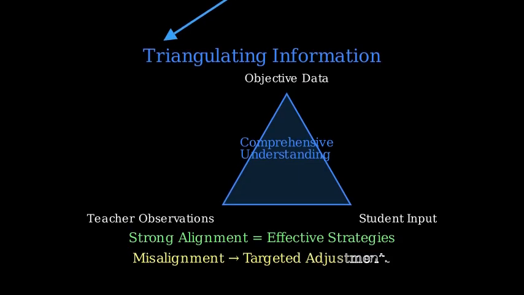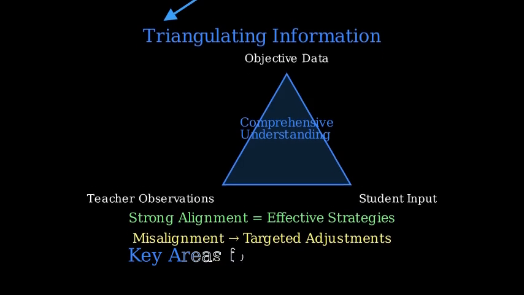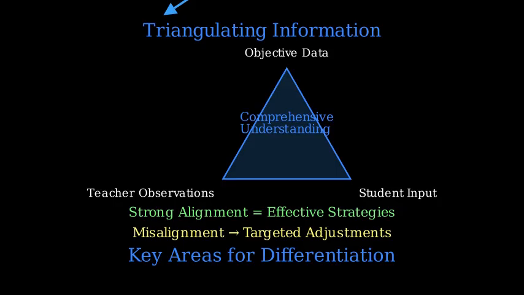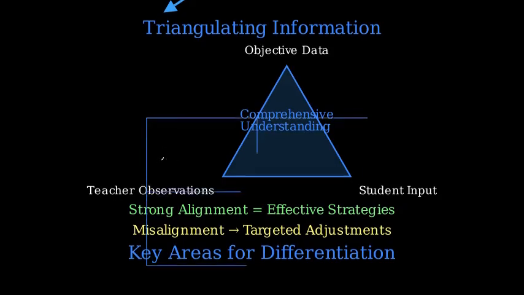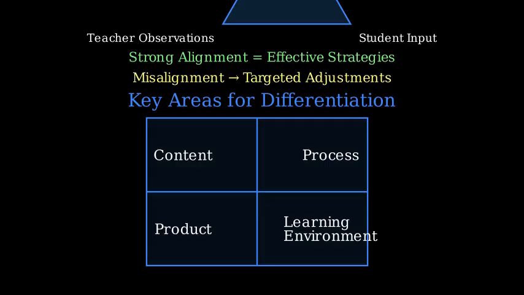However, when there's some misalignment, teachers can use their pedagogical expertise to make targeted adjustments rather than completely overhauling their approach. Now that we understand the foundations, let's explore the 4 key areas where differentiation can be applied. These 4 areas are content, process, product, and learning environment.